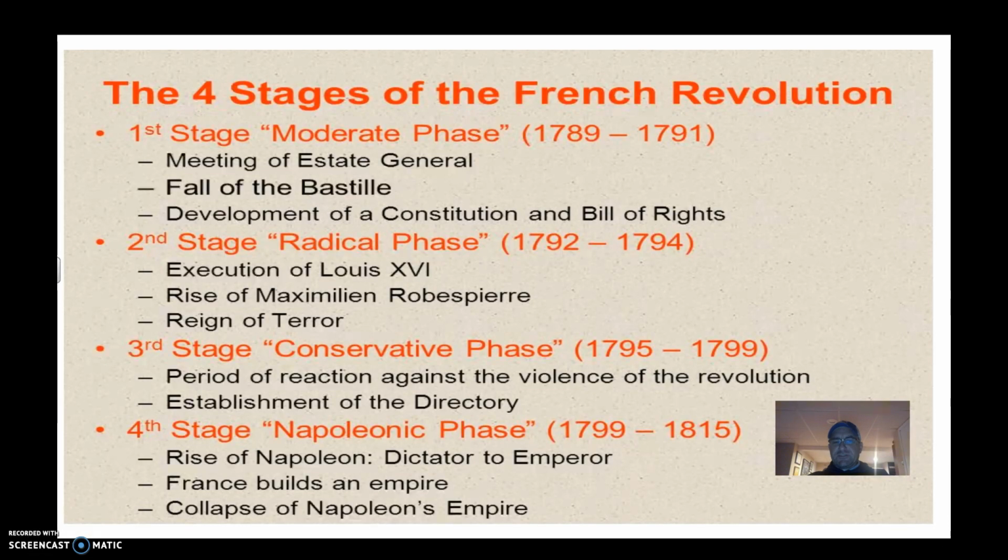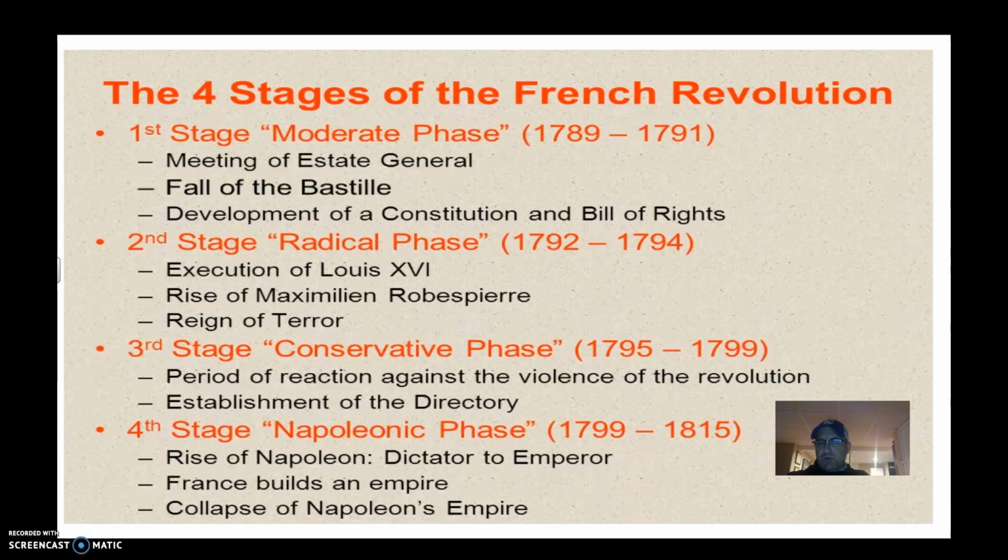All right, so this is going to be about a 10-minute video. All I'm going to do is go through some of the basics of the French Revolution. We've touched on a lot already this year, so we already went through the causes. So I wanted to show you guys this first slide, which is the 4 stages of the French Revolution.